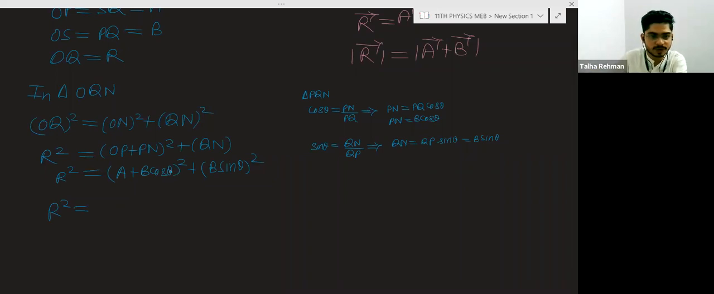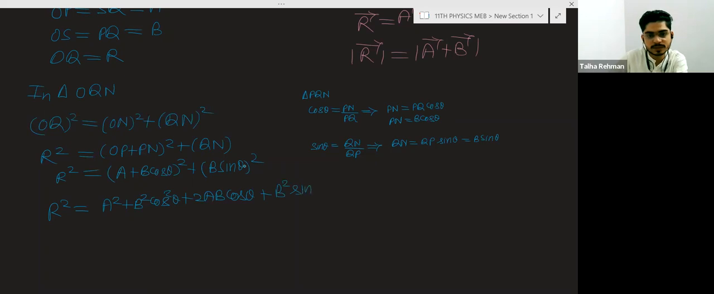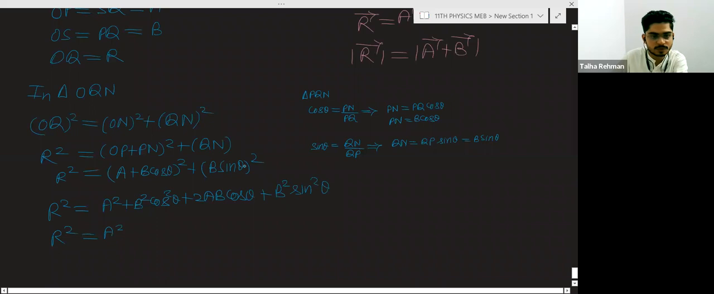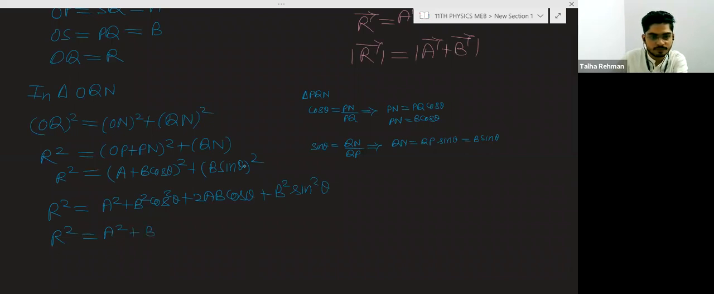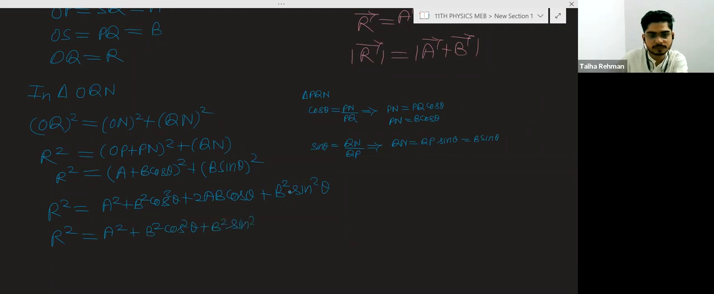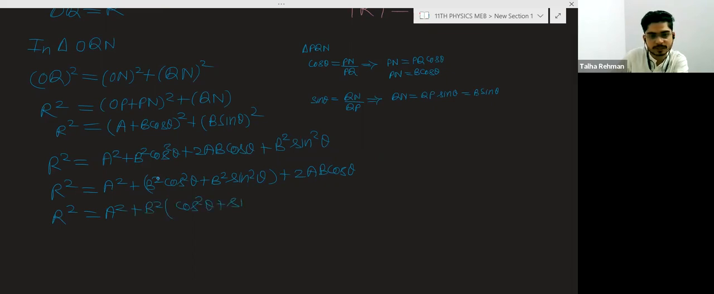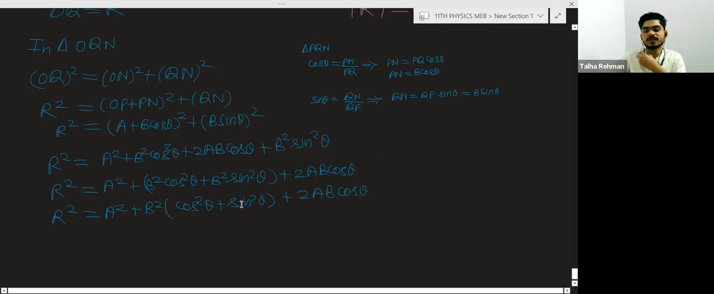So when we open this square, this will become a square plus square of this term, b square cos square theta, plus 2ab cos theta, and square of this b sin theta will become b square sin square theta. Now r square is a square plus b square cos square theta plus b square sin square theta, and you have this 2ab cos theta. Now take b square as common from here. When you take b square common, you will get cos square theta plus sin square theta, plus 2ab cos theta. Now what is cos square theta plus sin square theta? This is equal to 1.